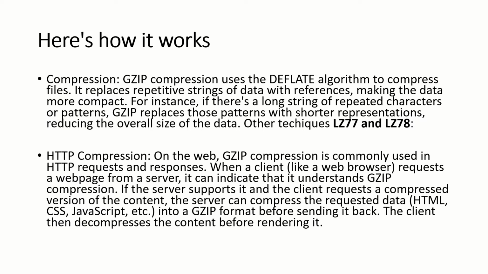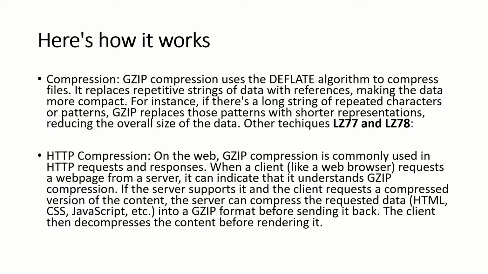Gzip compression uses. Okay, so Gzip compression uses the deflate algorithm to compress the files. What is the deflate algorithm? It replaces repetitive strings of data with references, making the data more compact. For instance, if there is a long string of repetitive characters or patterns, Gzip replaces those patterns with shorter representations, reducing the overall size of the data. So this is how Gzip uses the deflate algorithm to do the compression.